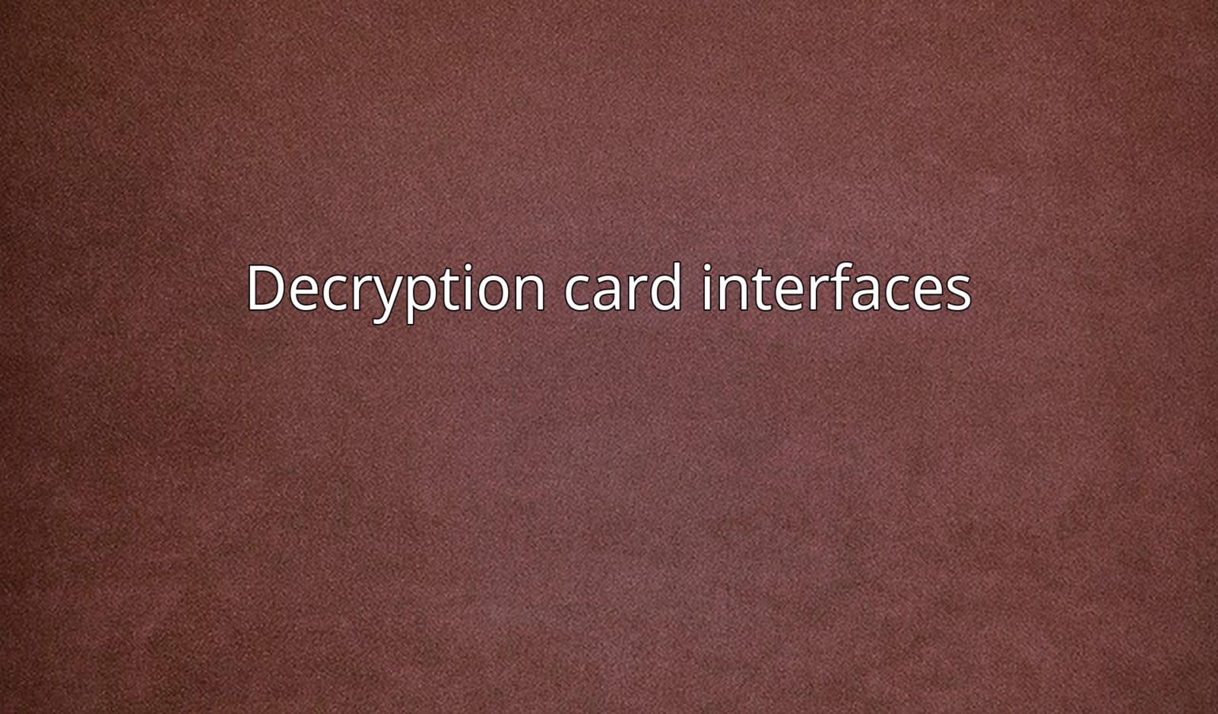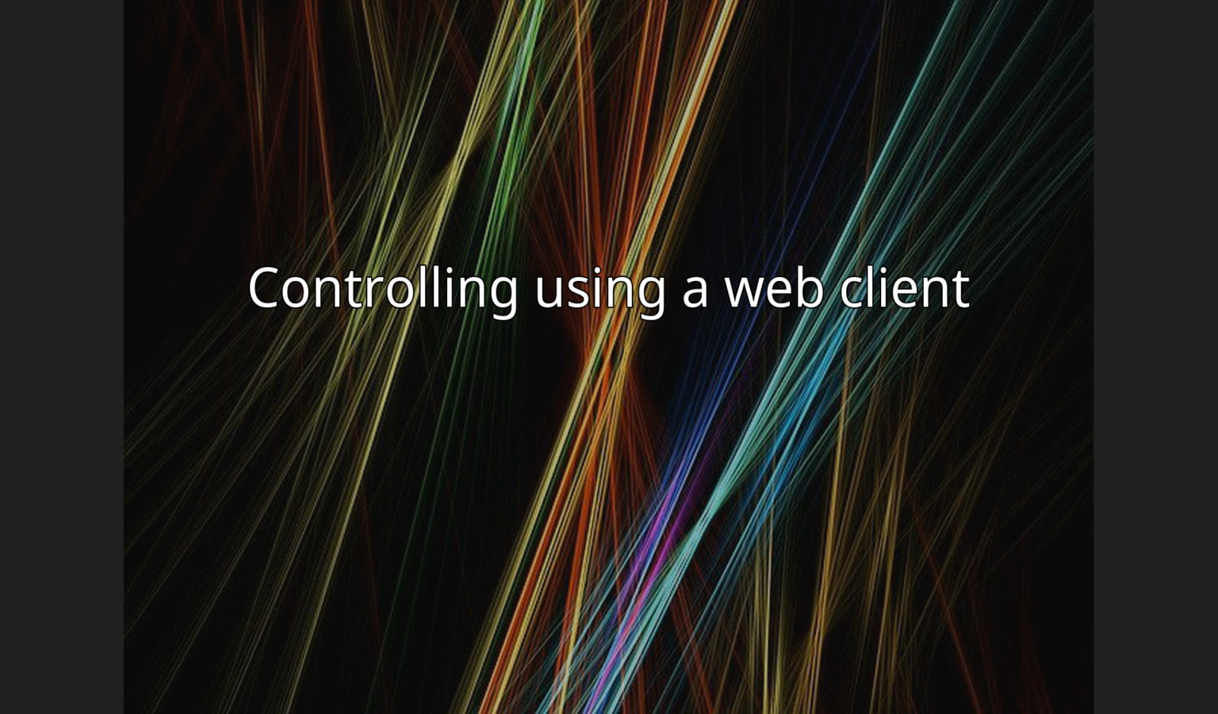Decryption card interfaces. Enigma 2 boxes are equipped with interfaces for popular conditional access cards like Common Interface slot and CI Plus, or a Smart Card Reader, to allow reception of encrypted content which may be stored or streamed after decryption. Controlling using a web client.